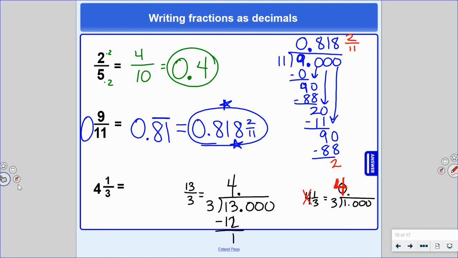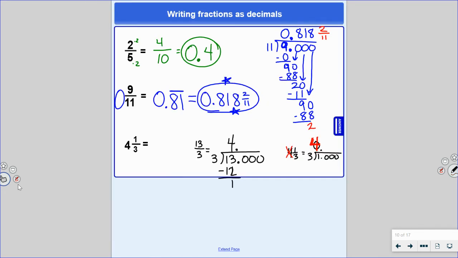Now, either way is fine by me. I'm going to go ahead with the first one. So I'm going to bring a 0 down. 10 divided by 3 is 3, with 1 left over. And of course, it keeps repeating. And there comes the remainder. So I'm going to write that remainder as 1 over 3.